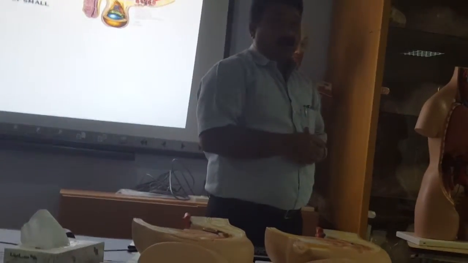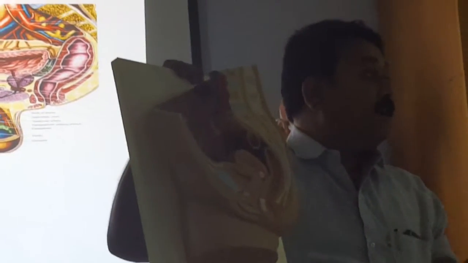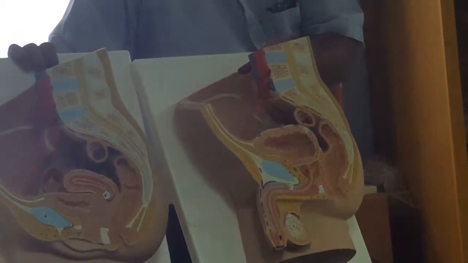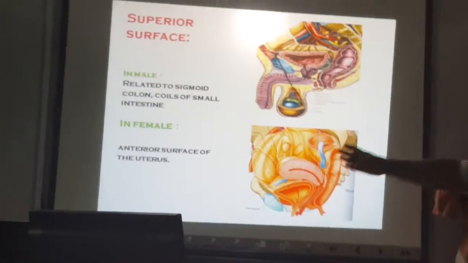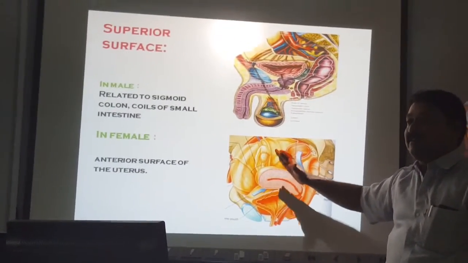In the OSPE, if we put this model, someone will ask whether we have to write male or female. If it is a female, you write about this. See here, both are there. Just see the difference. In case of female, the anterior surface of the uterus is related to the superior surface of the urinary bladder.